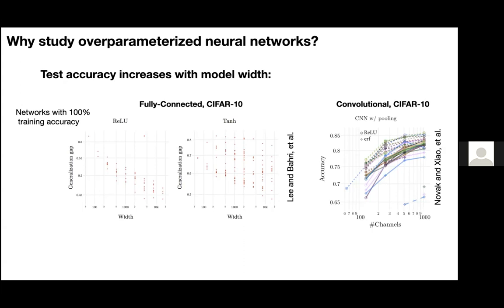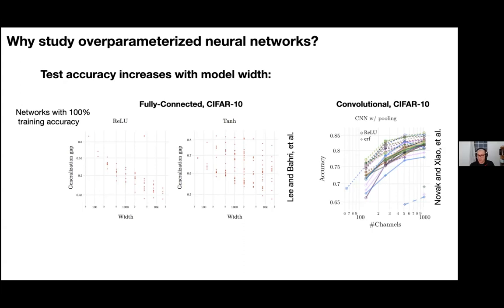Can I just ask, width is the number of layers or the number of nodes in a layer? Awesome. Yeah, so width is the number of nodes in a layer. Or for a convolutional neural network, width is the number of channels in a layer. Right. Okay.